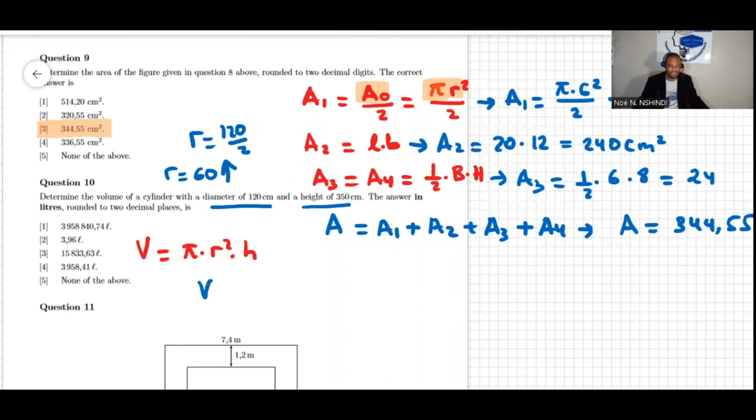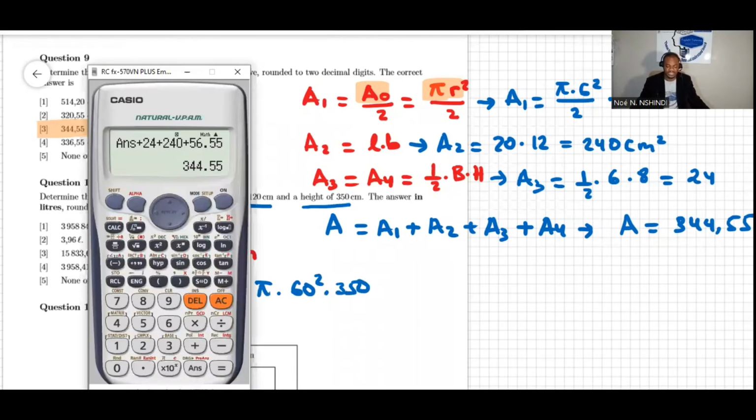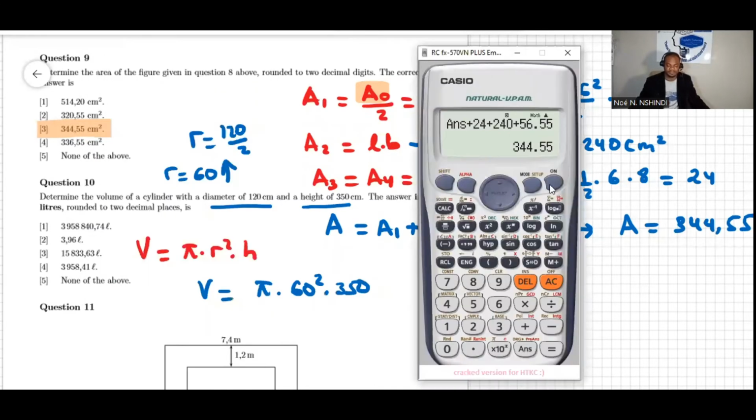So the volume will be equal to pi times 60 to the power of 2 times 350. Let's use a calculator. To get pi, I press shift and then this button over here if you have a Casio calculator, but most calculators are similar. We get pi times 60 raised to the power of 2, and then times 350.